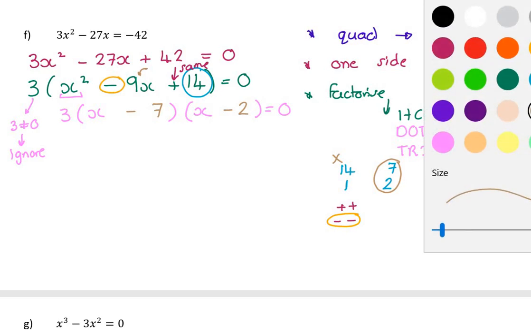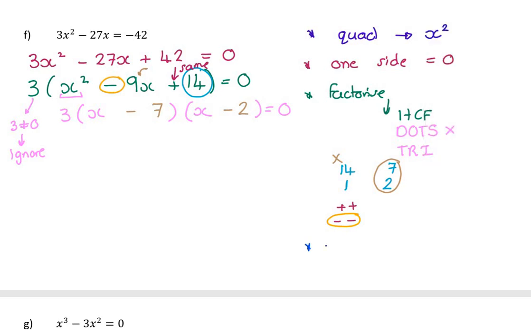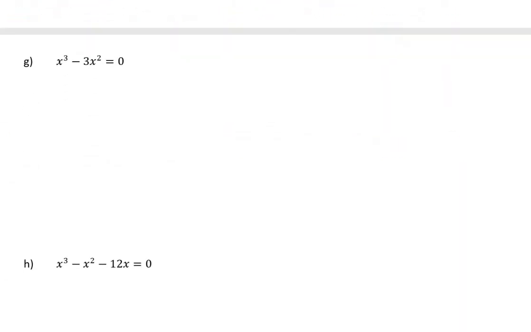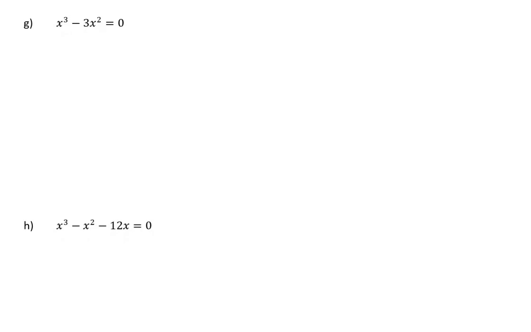And so my last step is that each factor gets a chance to be equal to 0. So I'm going to ignore 3 because 3 can't be 0. So either x minus 7 must be 0 or x minus 2 must be 0. So I add 7 to both sides, add 2 to both sides. And there we go. Right, now moving on to the next ones. Some of these are quite interesting. So I'm going to try G, and then I think you should try H before watching me do the memo.